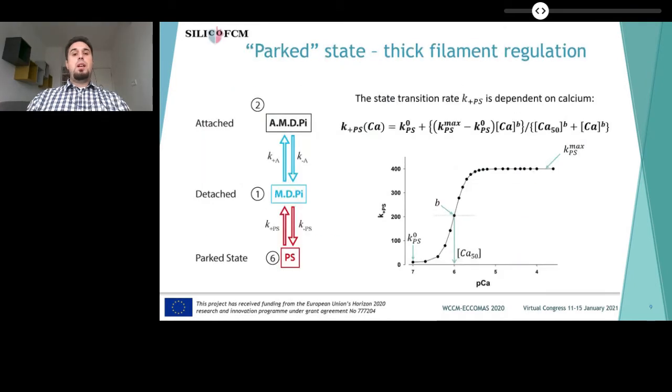Park state is defined with backward rate K minus PS, which is calcium independent, and forward transition rate K plus PS that depends on calcium concentration via sigmoidal equation, where KPS0 is baseline rate, KPS max is the amplitude, B is the Hill coefficient, and Ca50 is calcium concentration at 50% of KPS max.